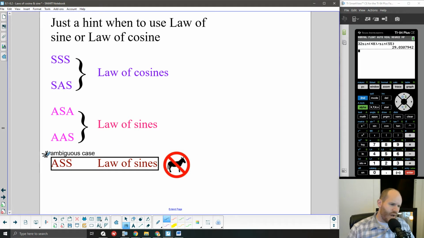If you remember back to geometry, that was not a way for proving triangles congruent. It creates a problem, and we'll look at that in a different video.